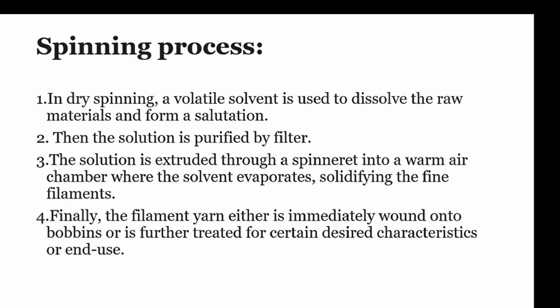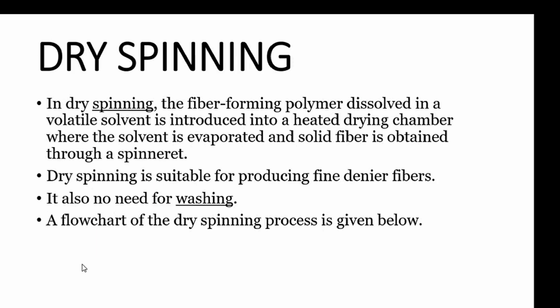Finally, the filament yarn is either immediately wound onto bobbins or further treated for certain desired characteristics or the end use. In dry spinning, a fiber-forming polymer dissolved in a volatile solvent is introduced into a heated dry chamber where the solvent is evaporated and solid fiber is obtained through the spinneret. Same as in the melt spinning process, it is extruded from the spinneret.